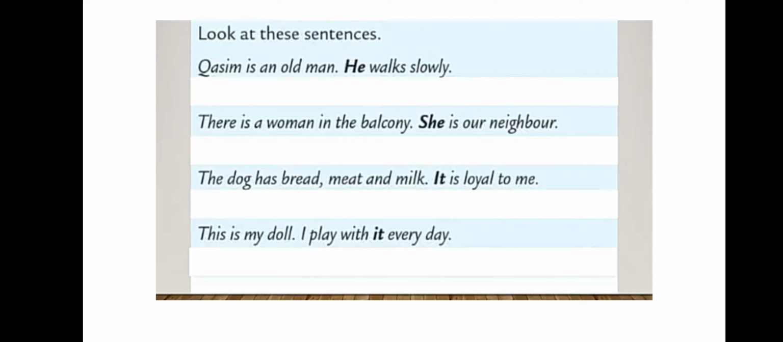The dog has bread, meat and milk. It is loyal to me. Here it is a pronoun that is used for an animal, that is dog. This is my doll. I play with it every day. So here doll is a non-living thing, and for non-living thing and animals it is used.